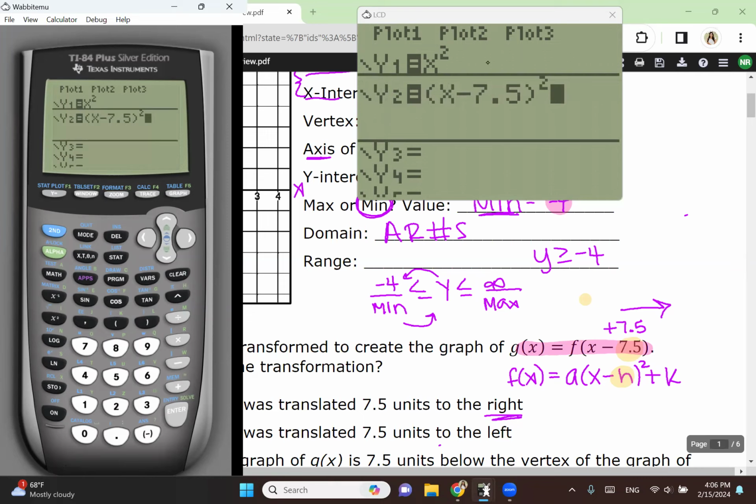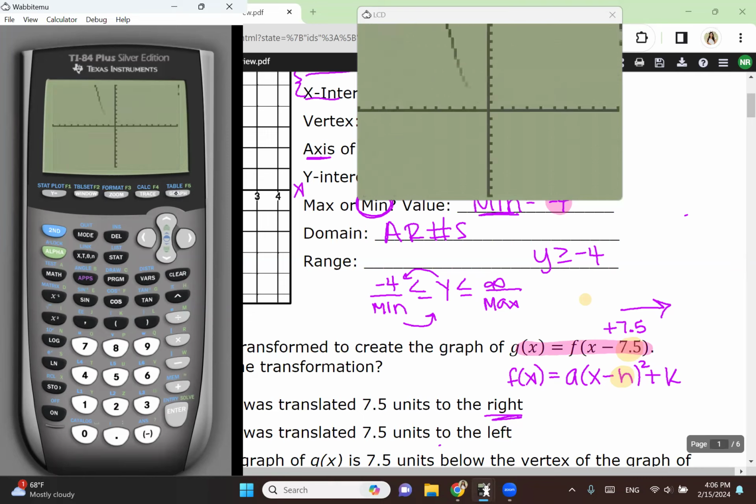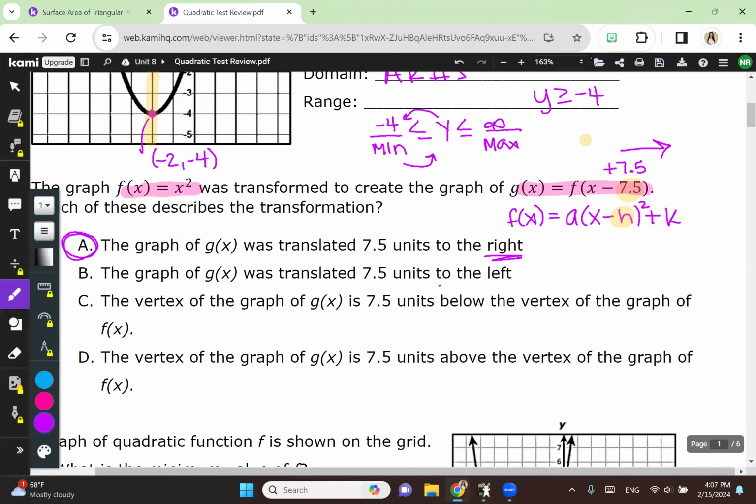Okay. Now, with these old calculators, I would have to tell my students to pay attention to the order it's graphed, and there's your parent function. And there's the new one. So you can clearly see that it shifted to the right, translated to the right, whichever way you want to say it. Okay. All right.